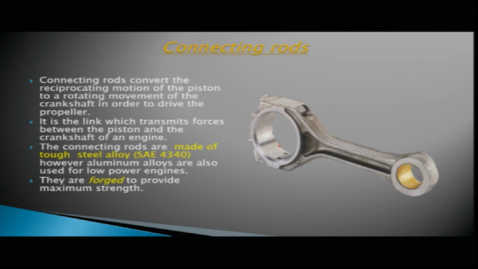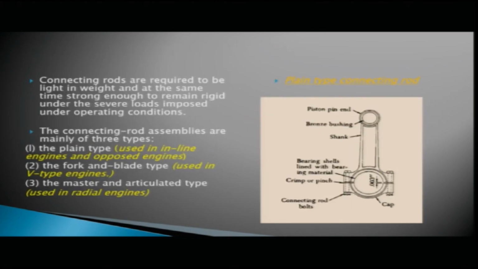The connecting rods are also made of tough steel alloy, mainly SAE 4340. However, in some low powered engines, you can use aluminum alloys also. Again, the connecting rods are of forged construction to provide maximum strength. The connecting rods are required to be light in weight and at the same time strong enough to remain rigid under the severe loads imposed under all types of operating conditions.